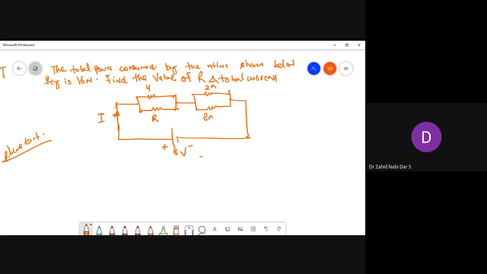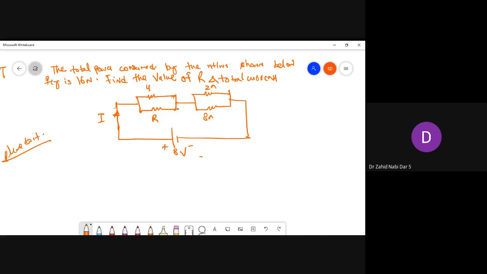Why is it taking so long? Basic tricks you can use. Sir, R equal to 6 ohm. R equal to 6 ohm, huh? Okay. I is 2 amps. 2 amperes, sir.